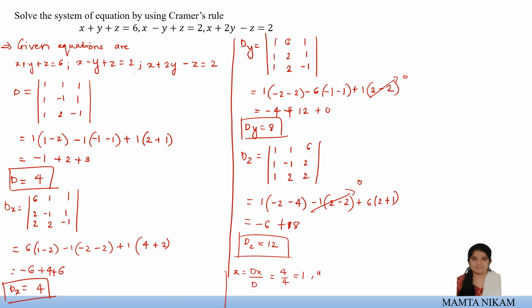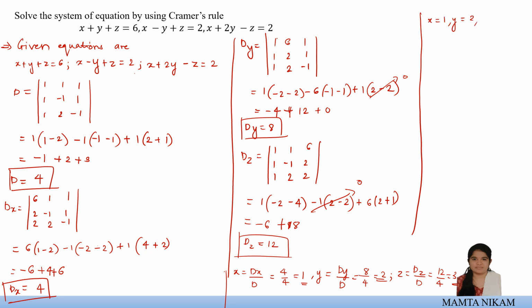Then what is y? Y is dy upon d. So dy upon d हो जाएगा 8 by 4 that is 2. And what is z? Z is dz upon d. That is nothing but 12 by 4 that is 3. So we have a solution to the system of equation. क्या मिल गए हैं हमें? X is equals to 1, y is equals to 2 and z is equal to 3. This is the solution of given system of equations.